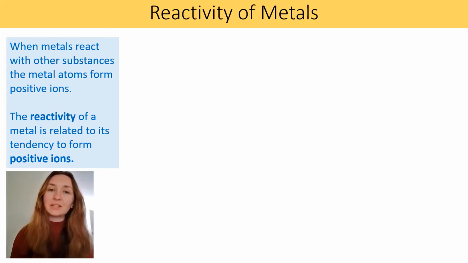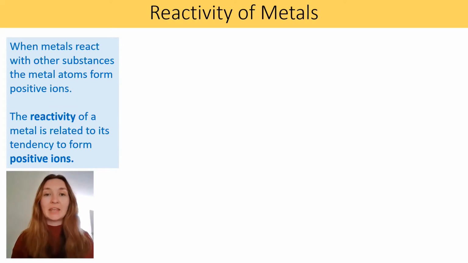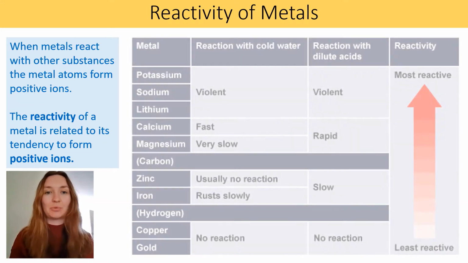So what we've learnt so far is that when metals react, they form positive metal ions, and the reactivity of a metal is dependent on its tendency to form positive ions. So different metals are more likely or less likely to form these positive metal ions compared to others. And we can summarise that in this table that you can see here.